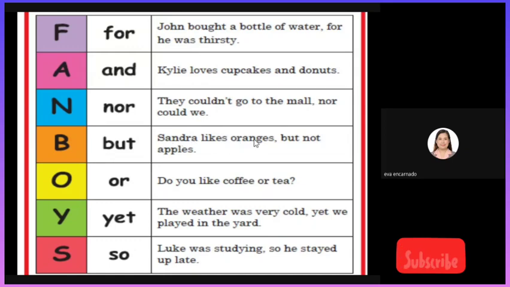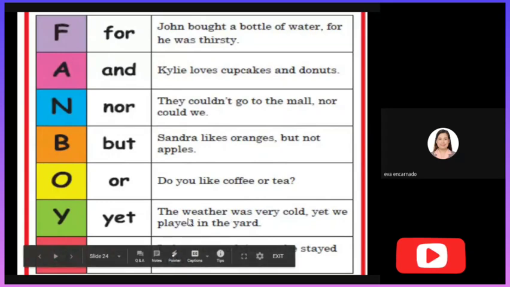Sandra likes oranges, but not apples. Okay? Like niya, that's positive, but not oranges. Diba? Ano? Mali ako. Sandra likes oranges, but not apples. Okay, or, do you like coffee or tea? Diba? You are giving options or choice. Yet, the weather was very cold. Yet, we played in the yard.